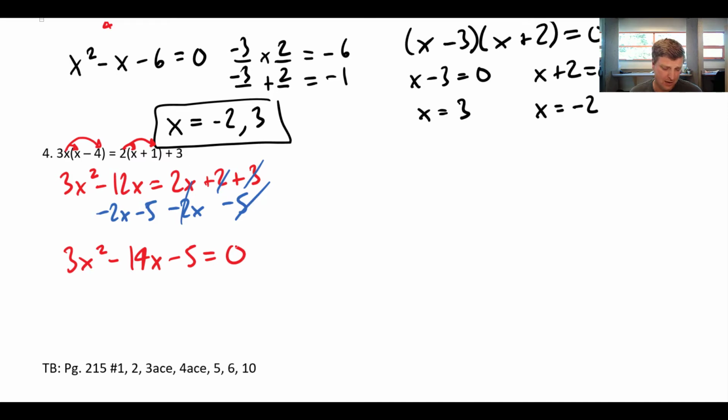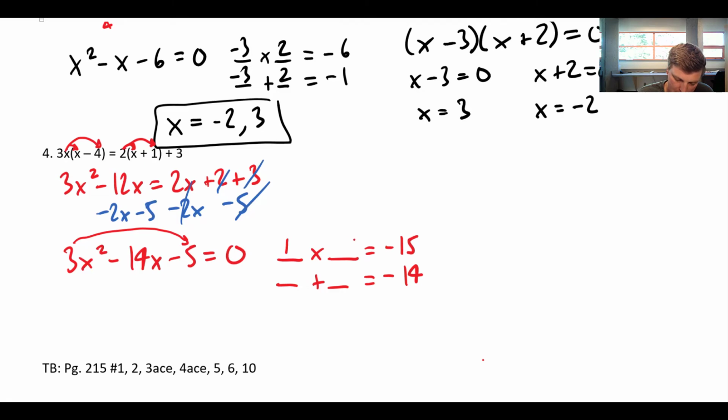Now in this case, I can't factor out that 3, so I'm going to have to do decomposition. Can't get away. Remember that this is something times something that is going to equal 3 times negative 5, which is negative 15. And then something plus something is going to equal negative 14. And I feel like that is 1 and negative 15. So I'll decompose this into 3x squared minus 15x plus x minus 5 equals 0.